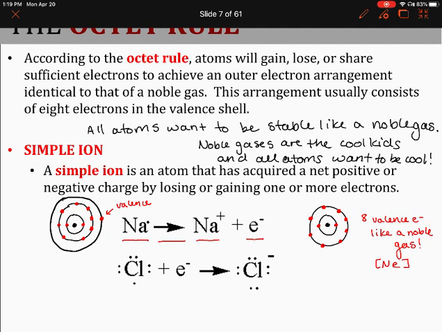Okay, so the reason that sodium is positively charged: initially sodium has 11 protons and 11 electrons, and that comes from its atomic number. But after it loses that valence electron, it still has 11 protons, because remember, protons define which element we have, but it only has 10 electrons. So if we take that difference, we end up with a 1 plus charge.